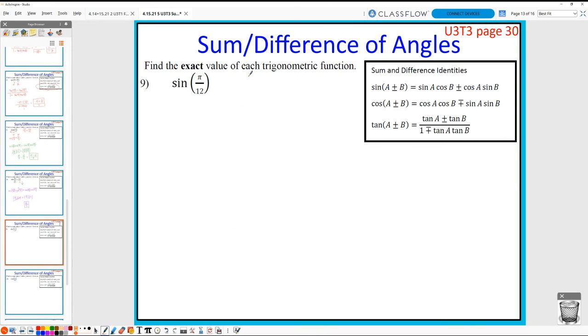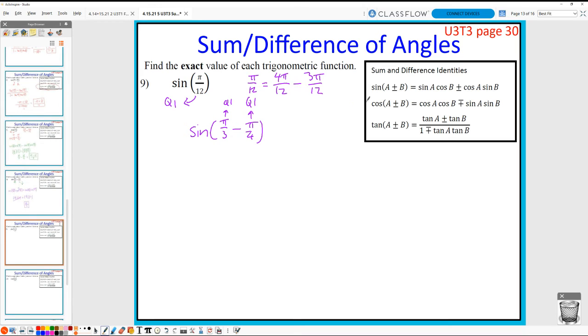So pi over 12 is the same as 4 pi over 12 minus 3 pi over 12, right? So I'm going to rewrite my sine of pi over 12. This is the same thing as sine of pi over 3 minus pi over 4. And again, just to keep track, this is in quadrant 1, this is in quadrant 1, this is also quadrant 1, right? So we expect the number to be a positive value. Again, we're not actually calculating anything. It's just a general self-check.